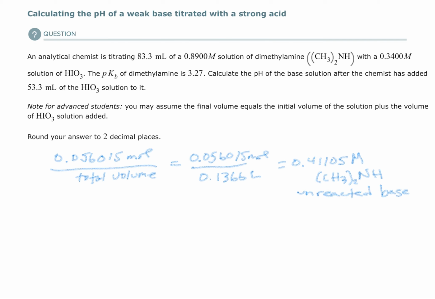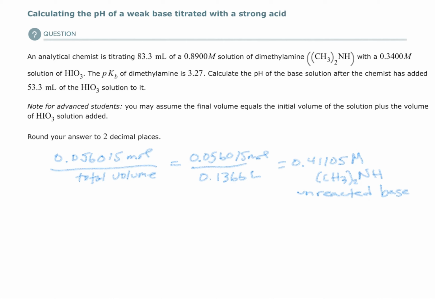So here, once I have moles, I can do moles over liters to find the molarity of the base. Now this is where it's tricky for a lot of people. Don't divide by the volume of the base you were given, because when you put the acid and the base together, that's going to create more volume than just what you were given in the base. So you have to add the total volume. I added the 83 milliliters and the 53 milliliters. Make sure you convert it into liters first, then divide it. So I got an unreacted base of 0.41 molar.